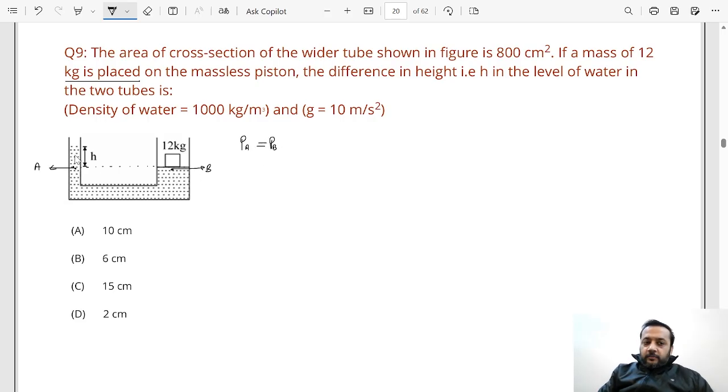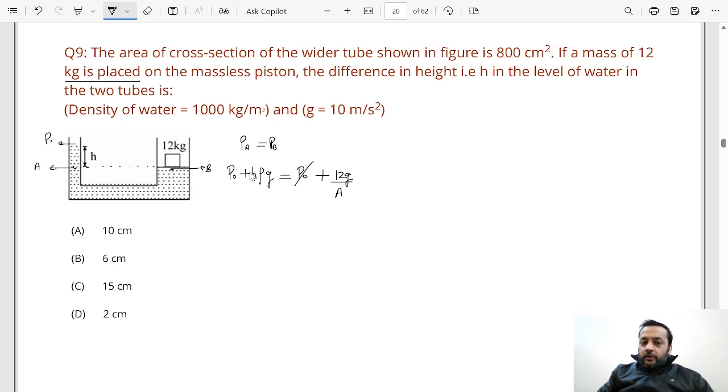If I write from the LHS side, pressure at A can be written as pressure of atmosphere, let's say P naught is the pressure of atmosphere, plus H rho g. This will be the pressure at A. And if I write the pressure on this side, just above the piston is the pressure of atmosphere, but because of this weight, just below the piston, pressure will increase. So mg force is going to increase the pressure. How much pressure will increase? That will be mg upon area. So 12 into gravity upon area will be the value of the pressure at B.